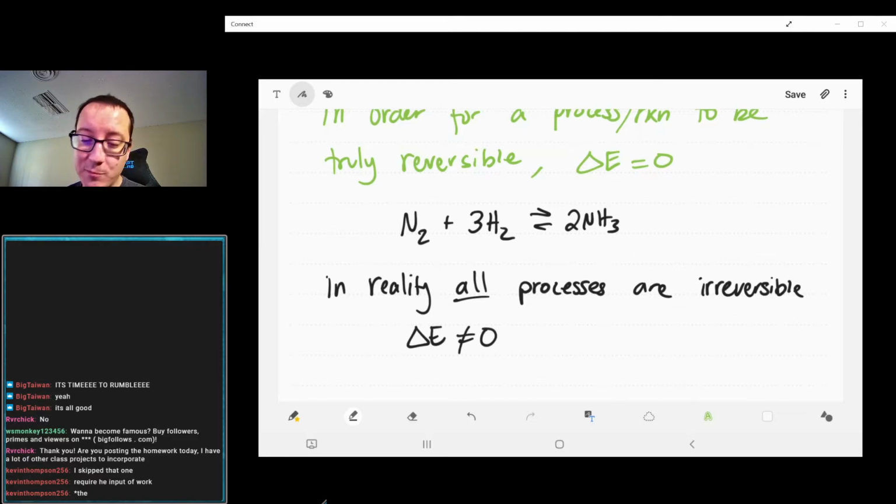However, if we wanted to pretend, another example is we know that heat always goes from hot to cold, right? If you put something hot into something cold, the heat will move from the hot thing into the cold thing until they've reached some sort of equilibrium, right? That's a spontaneous process.